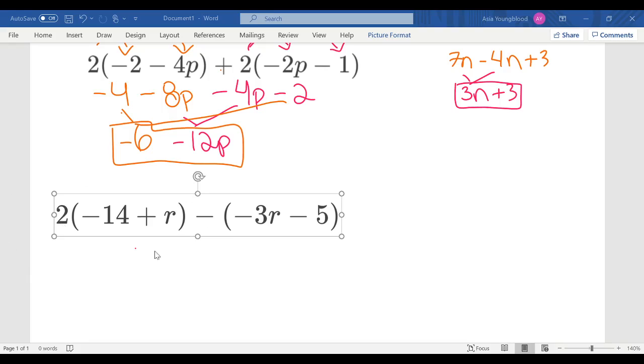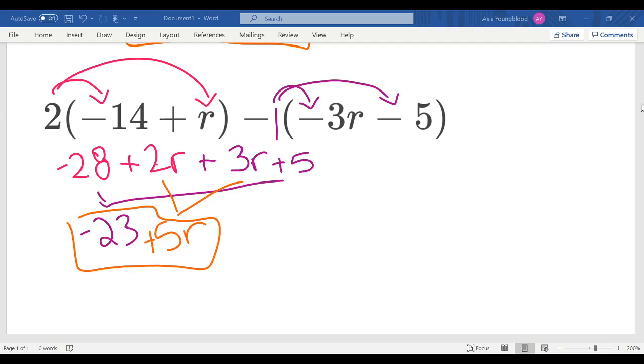Okay. This is our next problem. So we're doing 2 times negative 14 plus r, minus negative 3r minus 5. So go ahead and try this problem out and see what you get. Distribute and combine like terms. So this is our last problem.